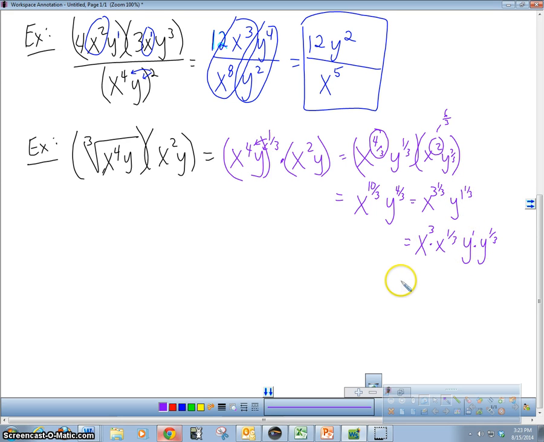Now the reason I did that was because now I can put x cubed y, and since both of these have a 1/3 power, I can put them into a cube root of xy. Okay, and this is how I want to leave my answer. So x cubed y times the cube root of xy. This would be simplified. Alright?